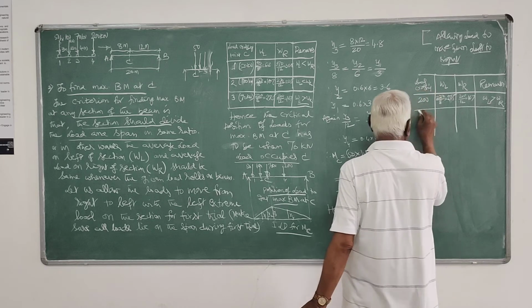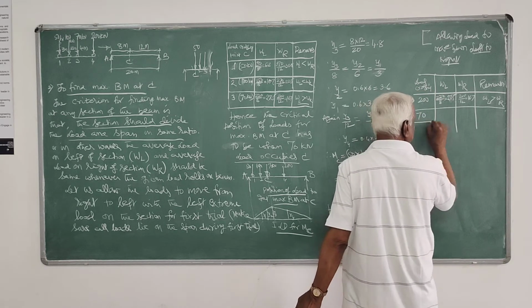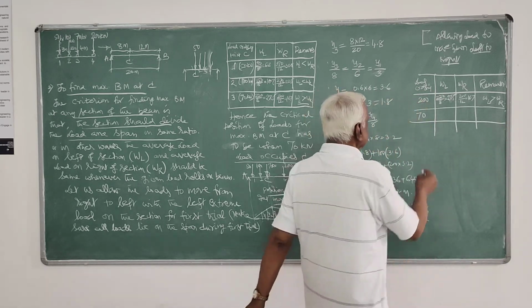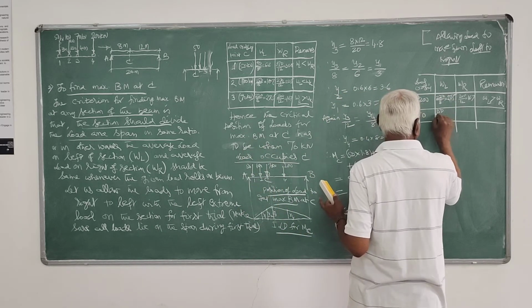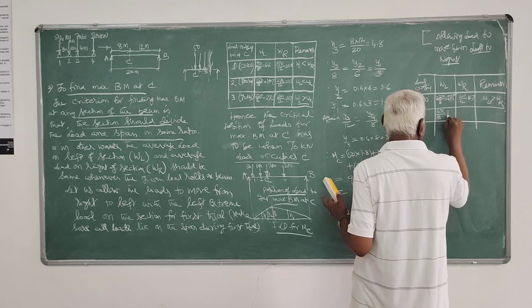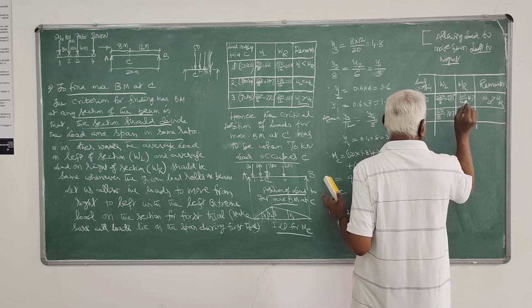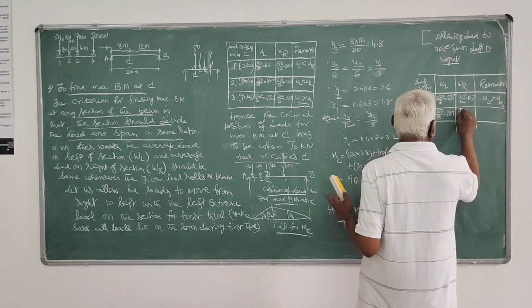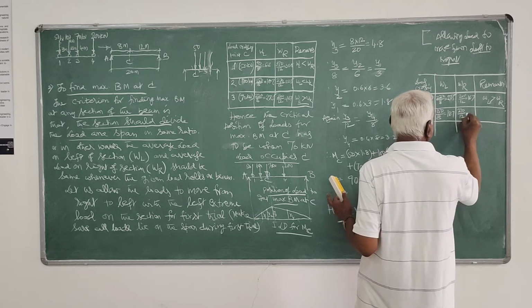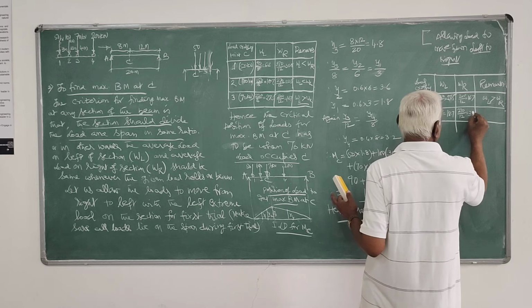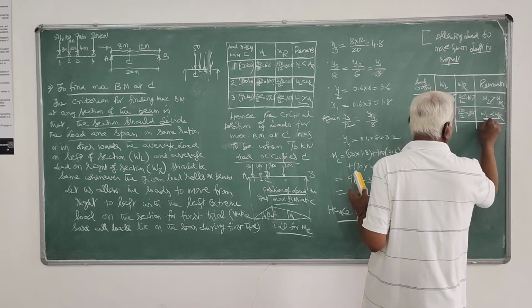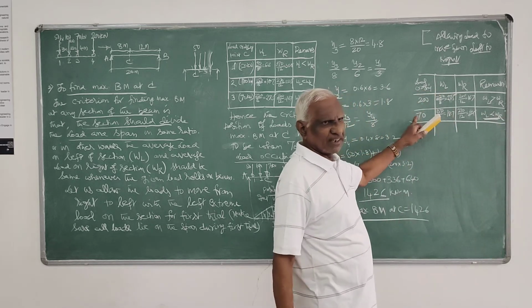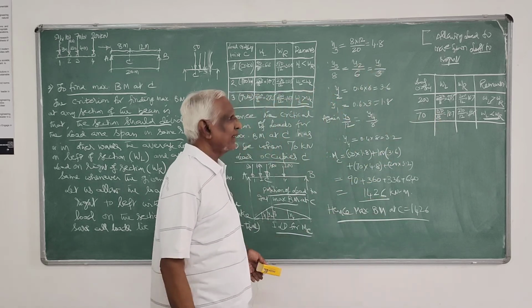Next, you consider load crossing 70. So 70 means here it will be 150 divided by 8, that is 18.7. And here this will be 270 divided by 12, that is 22.5. So now you see WL is less than WR. That means load 70 has to be placed at point C.